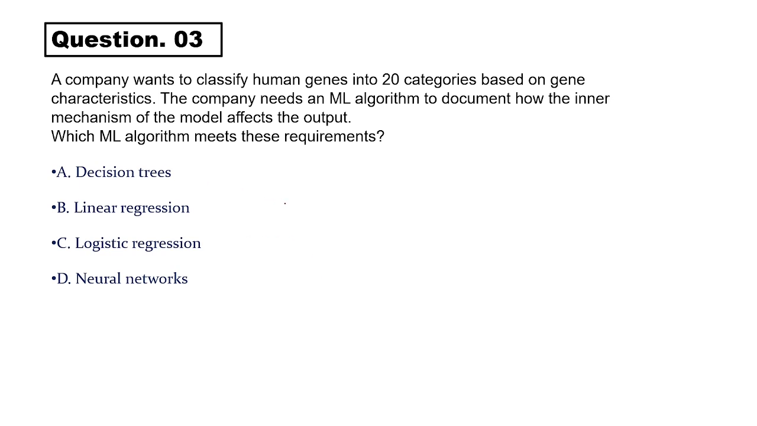Okay, now let me reveal the correct answer over here. So option A, decision tree, is the correct answer here because a decision tree can handle multi-class classification problems. So it makes them suitable for categorization of genes into 20 distinct classes. And this is the requirement of the question, that there are 20 categories based on the gene characteristics. So a decision tree will help you in this case.